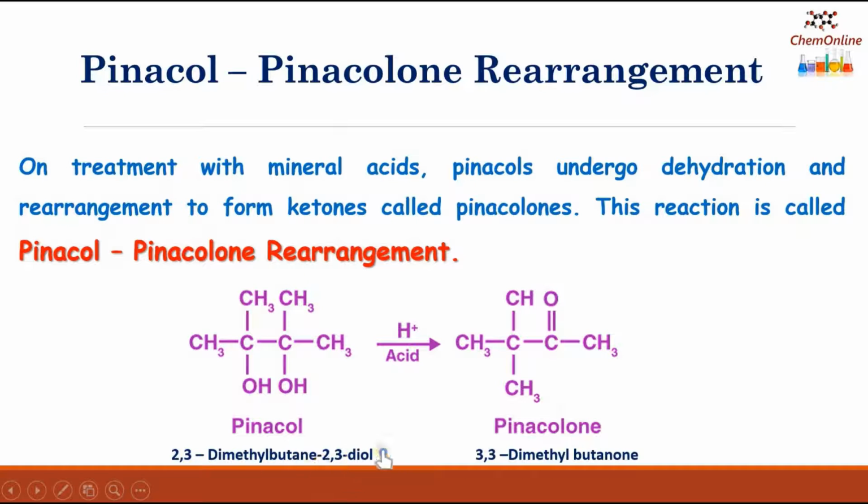2,3-dimethyl butane-2,3-diol, which is generally called pinacol, when treated with mineral acids, undergoes dehydration, that is loss of a water molecule, and a rearrangement to form a ketone, 3,3-dimethyl butanone, which is generally known as pinacolone. And this rearrangement reaction, from a 1,2-diol to a ketone, is called Pinacol-Pinacolone rearrangement.